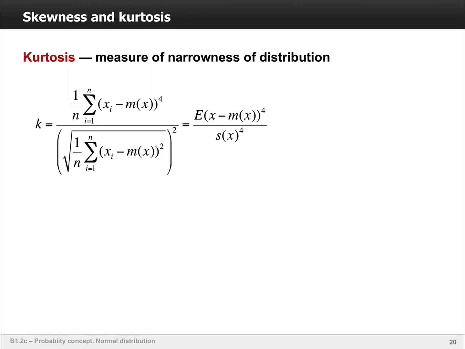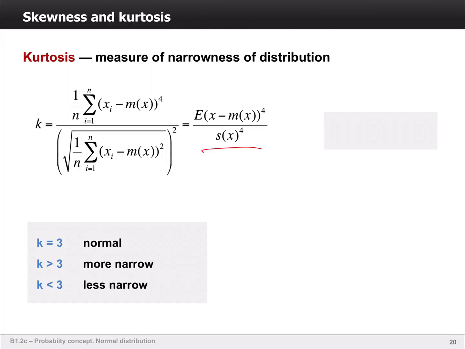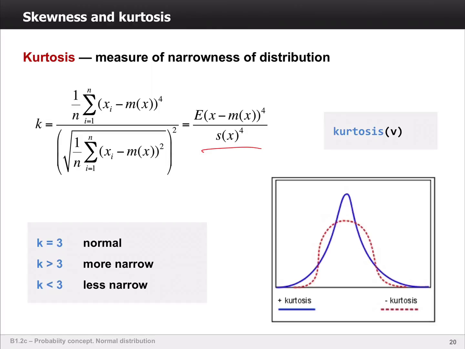So the second statistic is kurtosis. It's a measure of narrowness of the distribution. So how narrow the peak is, okay? Again, I will skip the formula in this case. I will just show a couple of examples here. So you can see again 2 curves. For the normal distribution, if your peak is as narrow as the normal distribution, that's the value for the kurtosis. So it should be equal to 3.